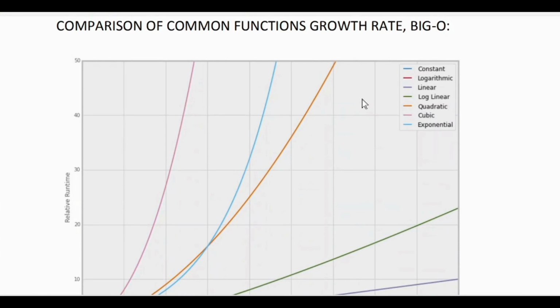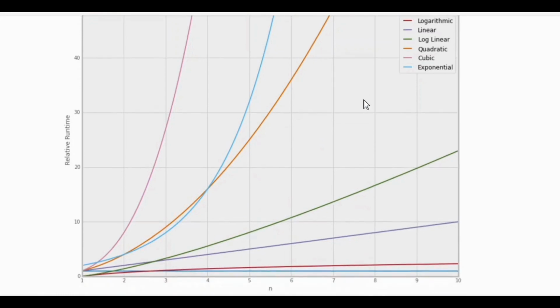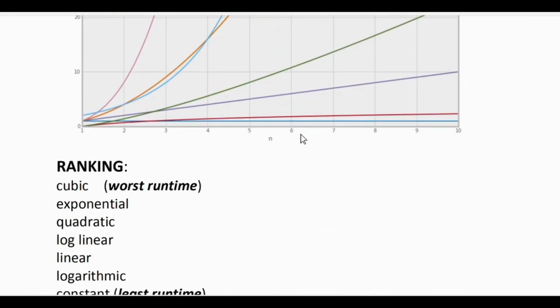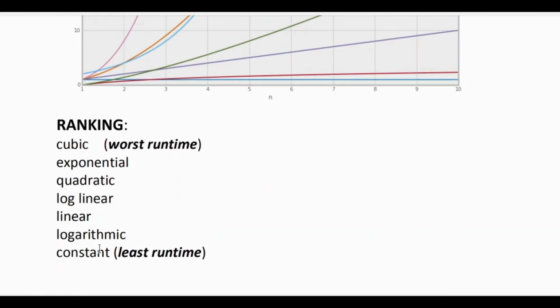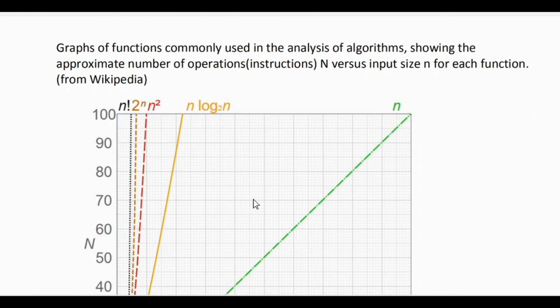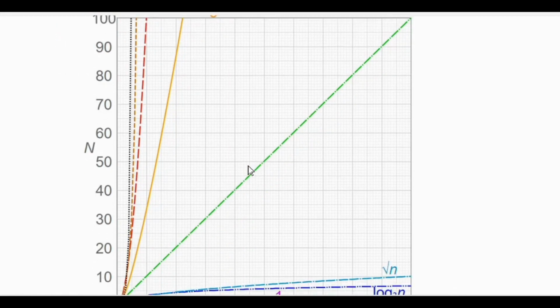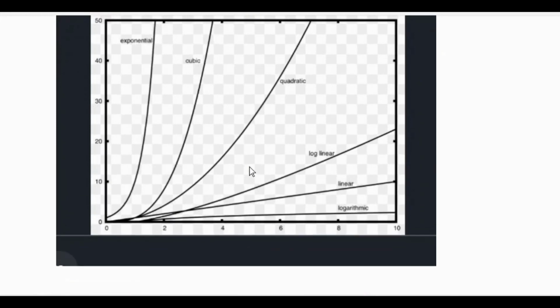So we have this graph which we did already a while ago in our Jupyter notebook. And the ranking is cubic is the worst. From constant, the least runtime, to the worst runtime, that's cubic. And then we have here something also from the internet, from Wikipedia, and this is another one from the internet. So notice that we got a consistent result.